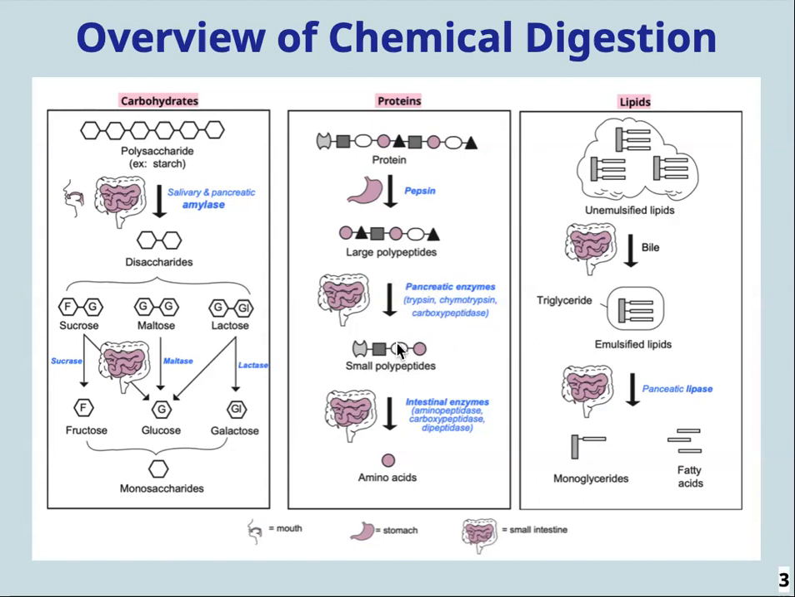Once this is broken down into smaller polypeptides, we have yet other enzymes, aminopeptidase, carboxypeptidase, and dipeptidase, that further break these down into single monomers in the form of amino acids. You should be able to recognize all these as protein digestion enzymes. You don't have to know which specific peptide bonds each of these enzymes work on.